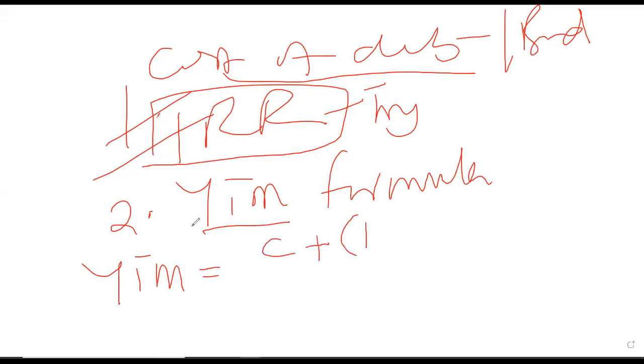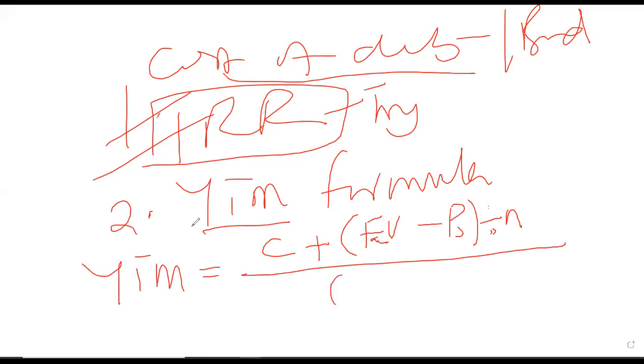the face value minus the price of the bond. This is divided by N. Then you do this whole thing divided by the average of the two prices. So it becomes FV plus P naught, divided by two. Where C, what is C? C will be what? Your coupon, right? C is your coupon, sorry.